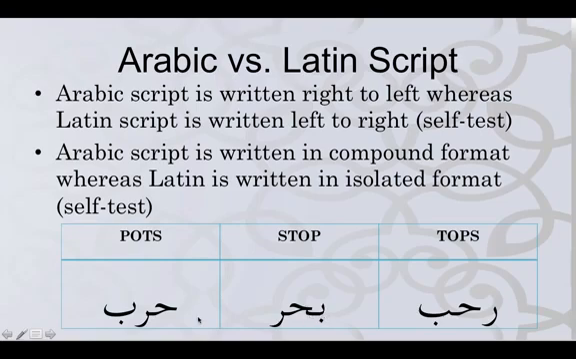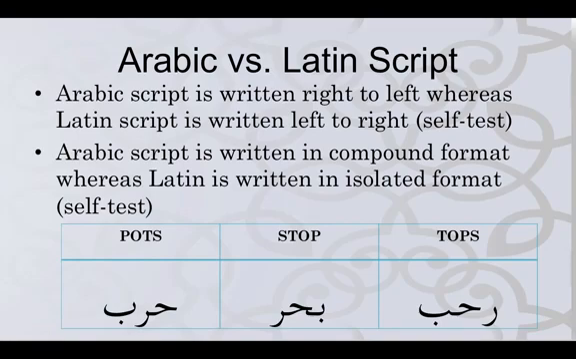This is also a ba. And this is another ba. This is the isolated format of the ba. Isolated ba, initial form of the ba, final form of the ba. So I will go over what is meant by isolated, initial, and final forms in just a second.